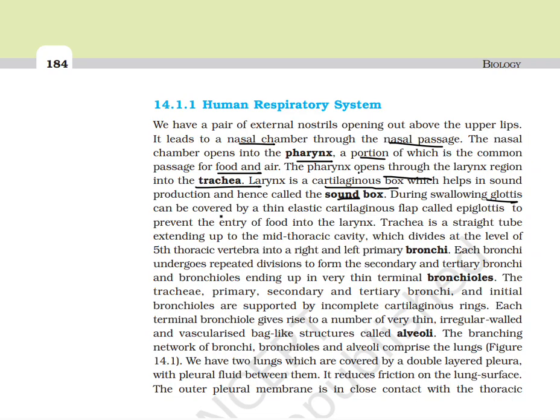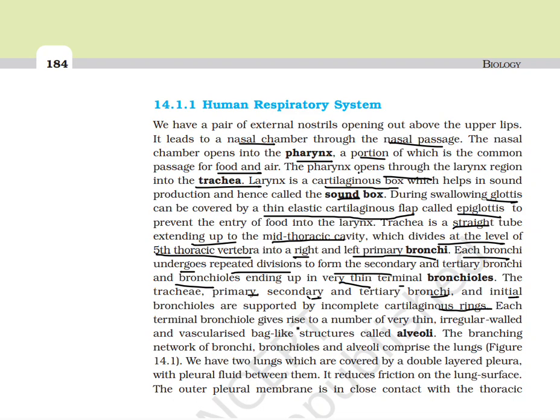During swallowing, the glottis can be covered by a thin elastic cartilaginous flap called epiglottis to prevent the entry of food into the larynx. Trachea is a straight tube extending up to the mid-thoracic cavity, which divides at the level of the fifth thoracic vertebra into right and left primary bronchi. Each bronchus undergoes repeated divisions to form the secondary and tertiary bronchi and bronchioles, ending up in very thin terminal bronchioles. The trachea, primary, secondary, and tertiary bronchi and initial bronchioles are supported by incomplete cartilaginous rings.